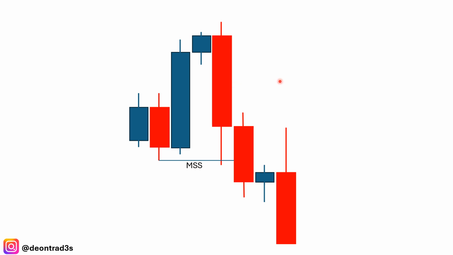Now, here's a situation. Sometimes price won't go all the way to that imbalance. It will just react to a random area and then drop to the downside aggressively. It will drop, leaving you just stranded, still waiting for price to return to that point of interest of yours. So this is where breaker blocks come in. This is why I wanted to talk about breaker blocks.